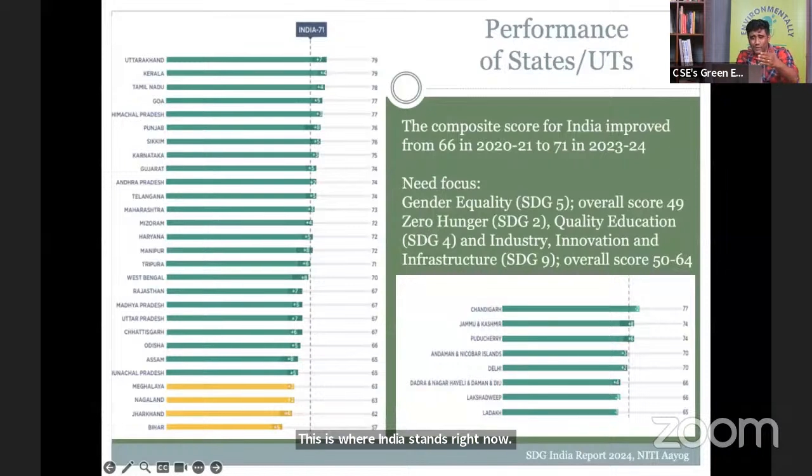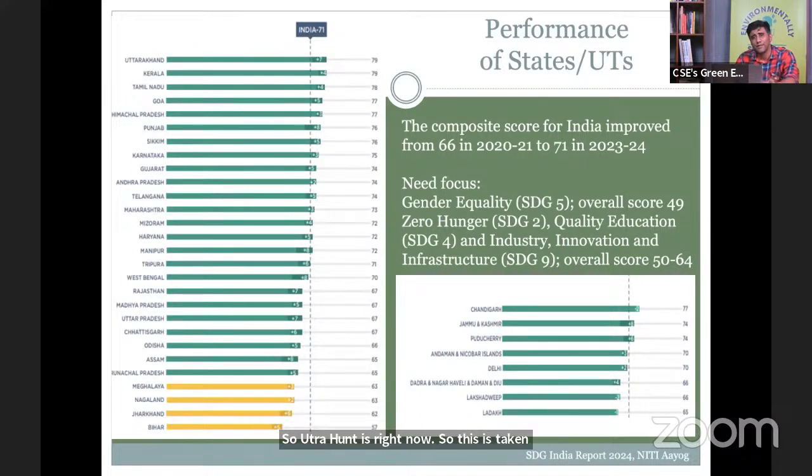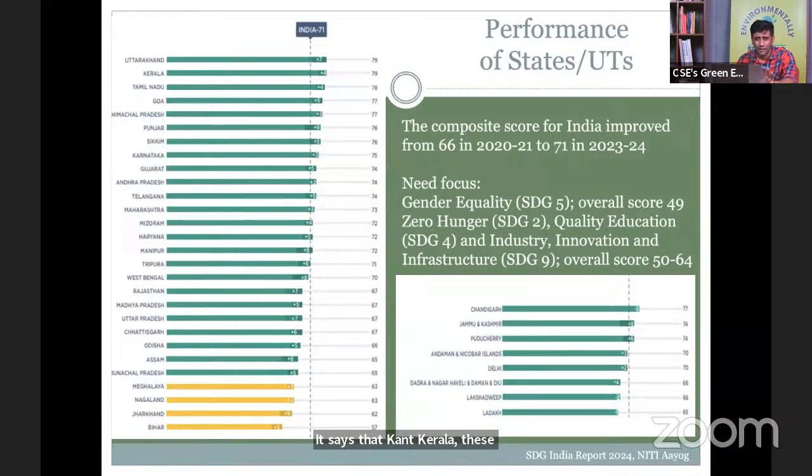And this is a state-wise analysis of the situation of India right now. So this is taken from the SDG report that Niti Aayog comes up with. It came up with one, I think, a month or 2 months back, and this is based on that. It says that Uttarakhand and Kerala are the states that are doing reasonably well. And the northeastern states, and then there are Jharkhand and Bihar at the bottom, which need to pull up to be able to make progress.